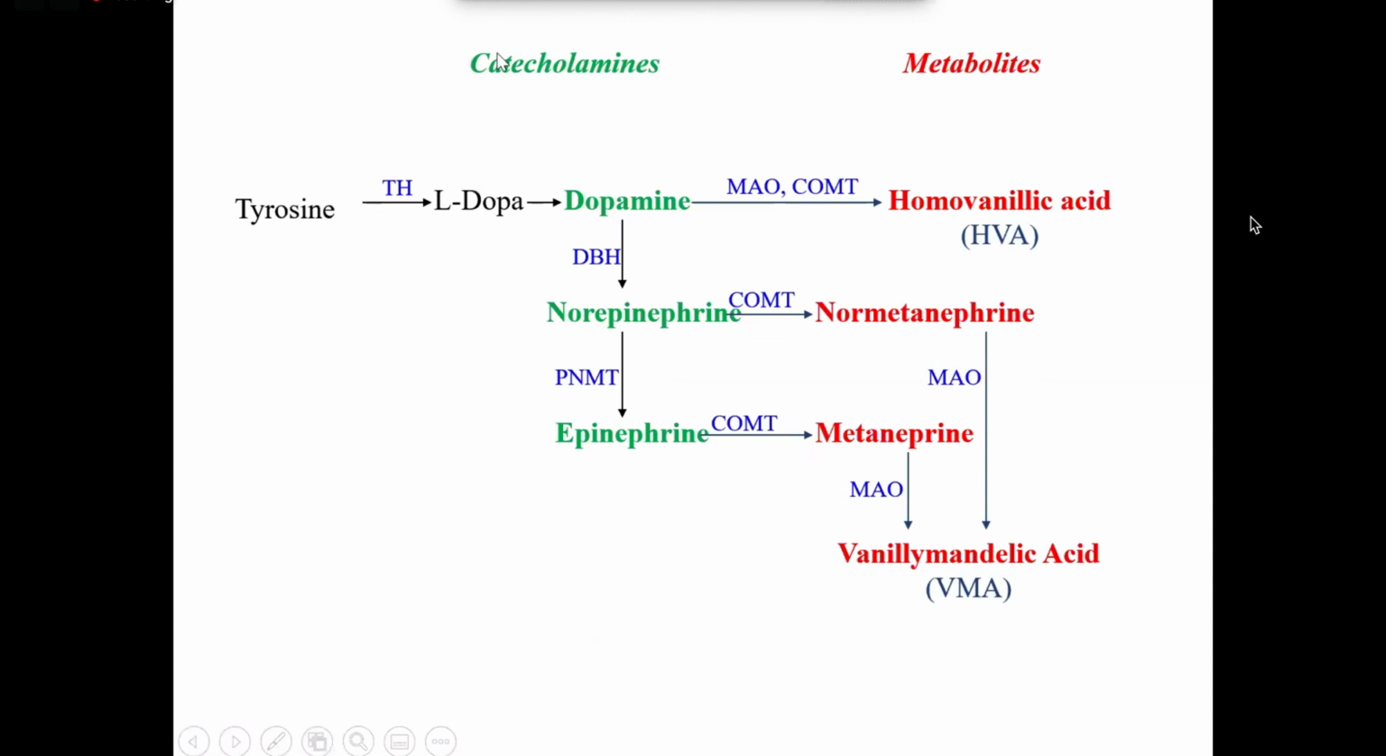It's very important to know the metabolites of the catecholamines, so we'll be able to understand the screening and diagnostic tests for the pheochromocytoma later. So for catecholamines, we have dopamine, norepinephrine, and epinephrine. These are the primary catecholamines, and their metabolites mainly from norepinephrine and epinephrine. We'll discuss this in detail when we discuss the pheochromocytoma.